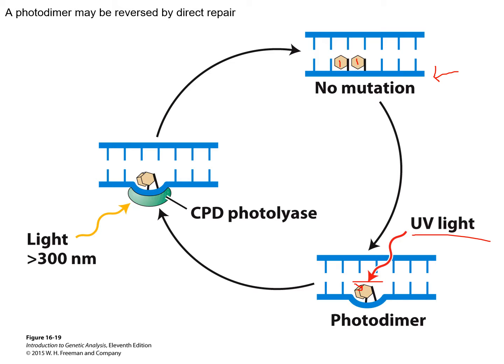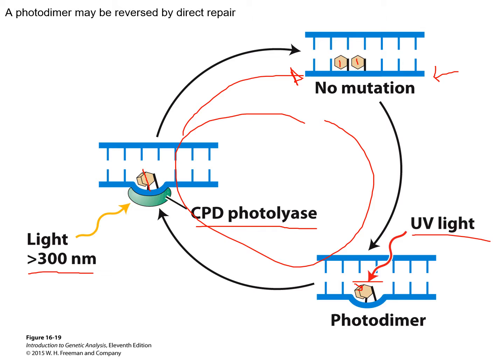So when we get these photodimers that are created, we have different enzymes. In this case, we have CPD photolyase, and what that does is it comes in, and when this enzyme is exposed to light greater than 300 nanometers, so that's the wavelength, it'll come in and it will repair and break apart those two photodimers, and then we're back to normal. And so this process can happen over and over. This is just showing that it can happen over and over. It doesn't keep going in the cycle continuously, but this is one of the repair mechanisms.